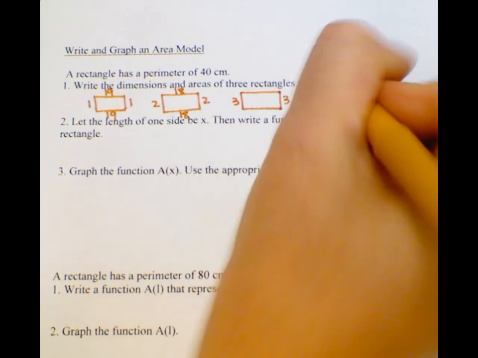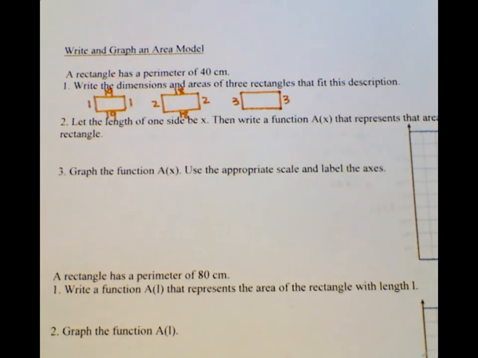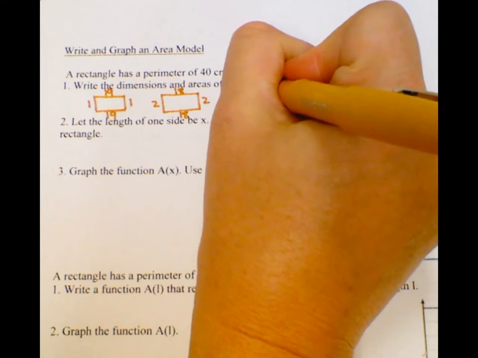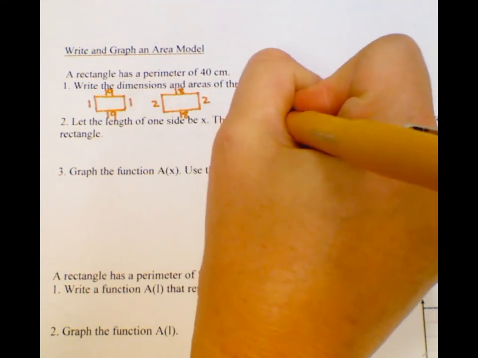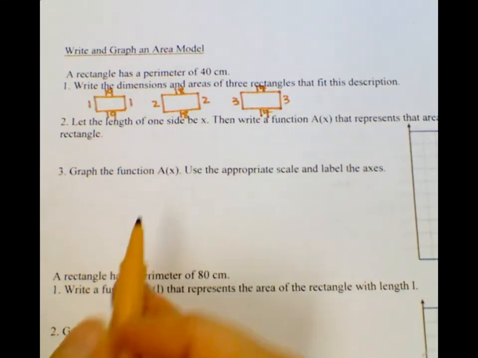So now let's do 3. What if your width was 3? So that means out of 40, you've already used 6. 34 left. We're going to divide that by 2 and get 17 and 17. Let's stop there, okay, because you should be able to see the pattern.